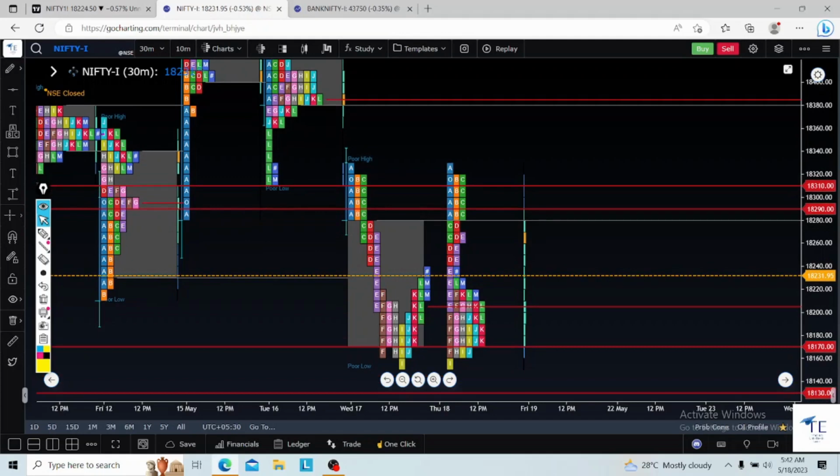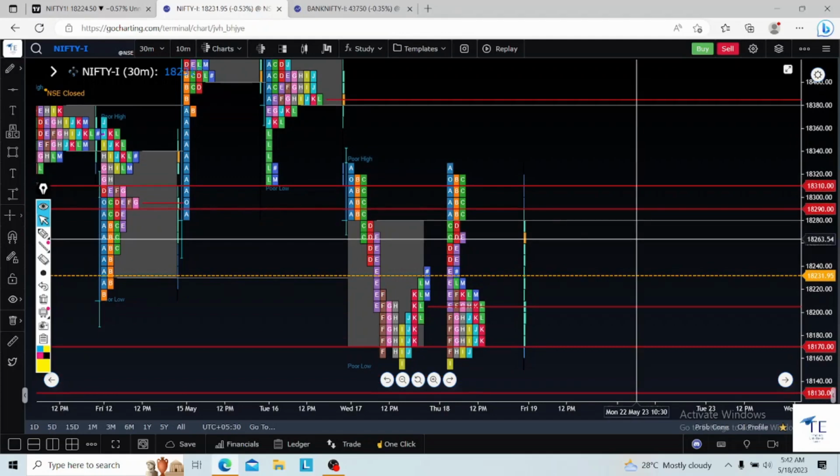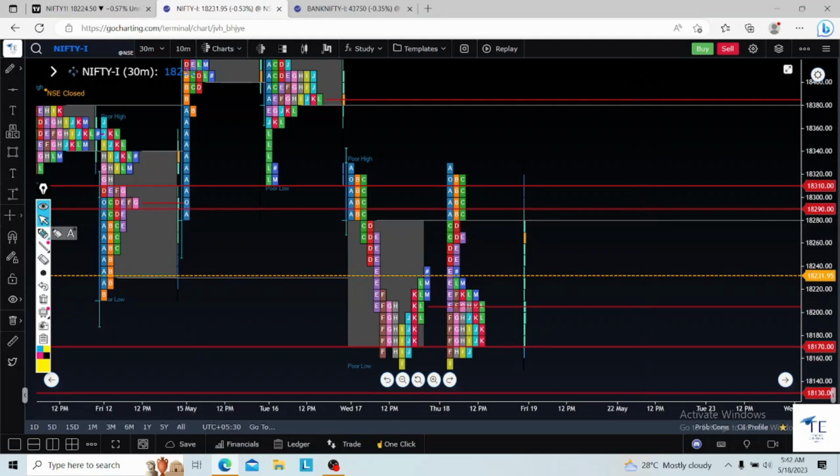After a short break, we are back to do some analysis based on the market profile. This is the market profile chart you are watching now, and this is the Nifty future 30 minutes time frame.